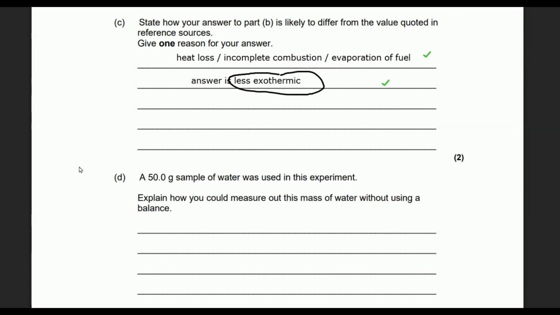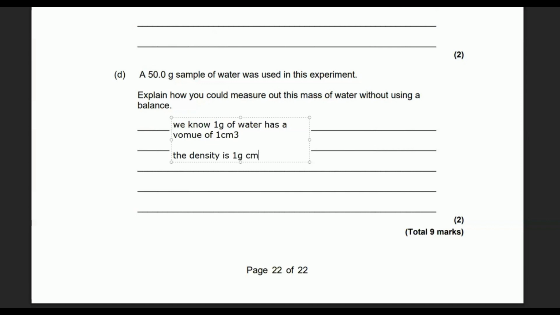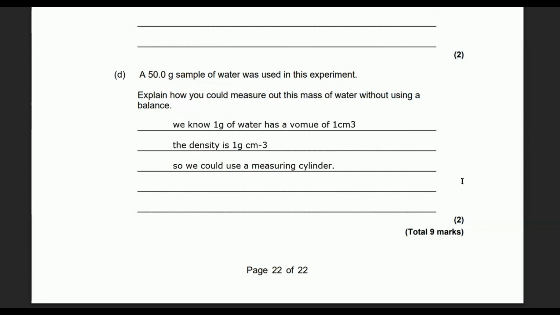All right, enough of my waffle. I think this is the last part of the paper. Oh gosh, we're done. A 50-gram sample of water was used in this experiment. Explain how you could measure out this mass of water without using a balance. We know 1 gram of water has a volume of 1 cm cubed. What does that tell you? The density is 1 gram per cm cubed. So we could use a measuring cylinder. We don't really need a balance because when we're heating water, 1 gram is equivalent to 1 cm cubed. So we could use a measuring cylinder for it.